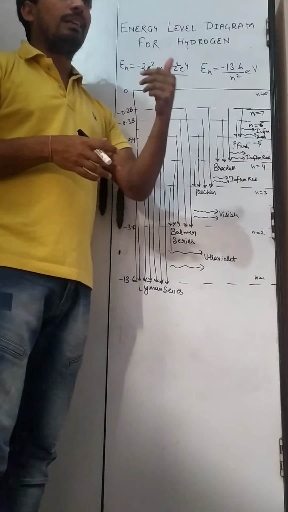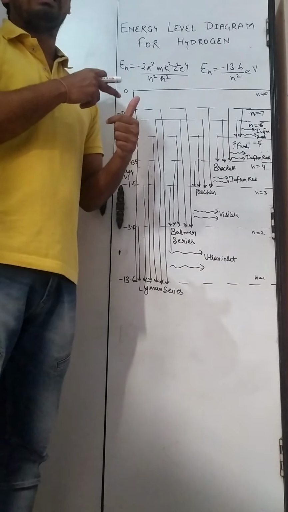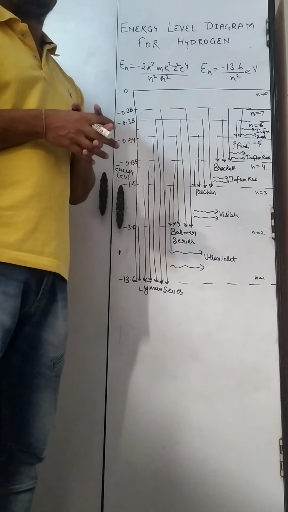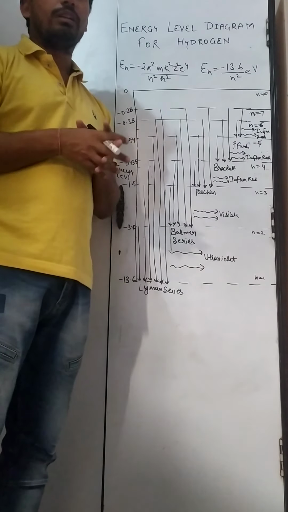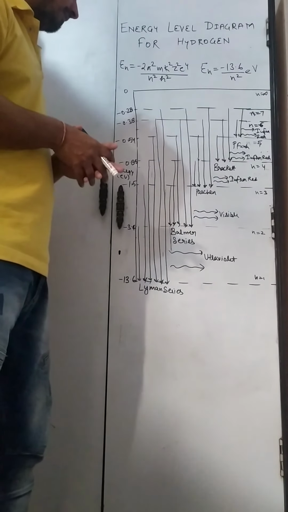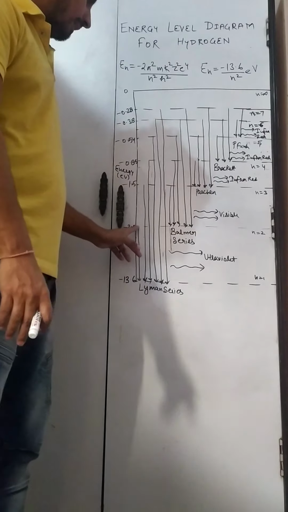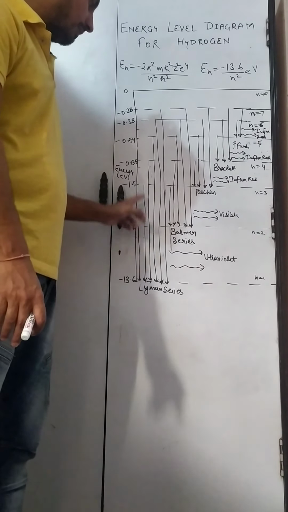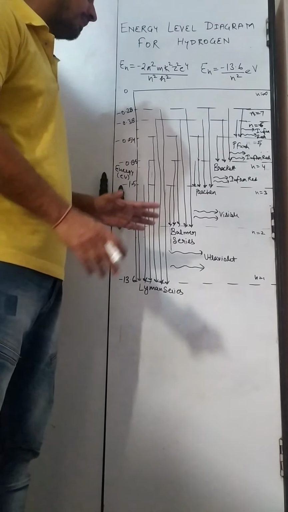Whenever an electron makes a transition from a higher energy level to a lower energy level, it emits some energy in the form of a photon, and it has a particular frequency and wavelength. Let's see what it is exactly. Here the electron comes from the second state to the first state, third to first, fourth to first.